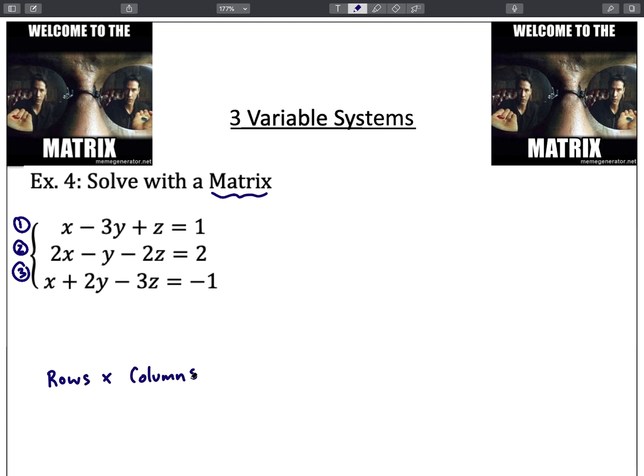So how many rows do we have? Or how many equations do we have? We have 3 of them, times how many columns? Well, this would be column 1, this would be column 2, column 3, column 4. So this is a 3 by 4 matrix.